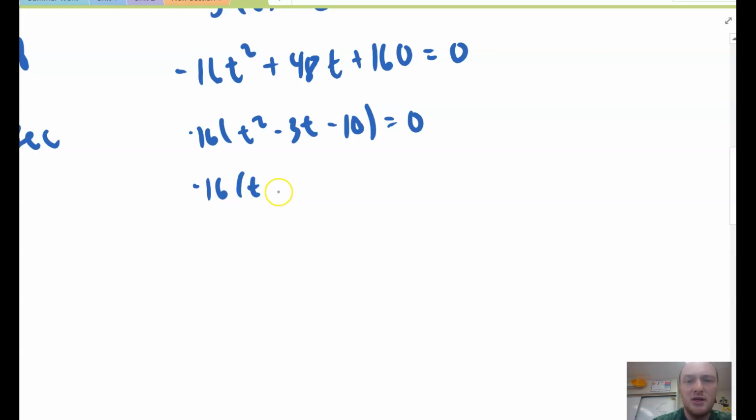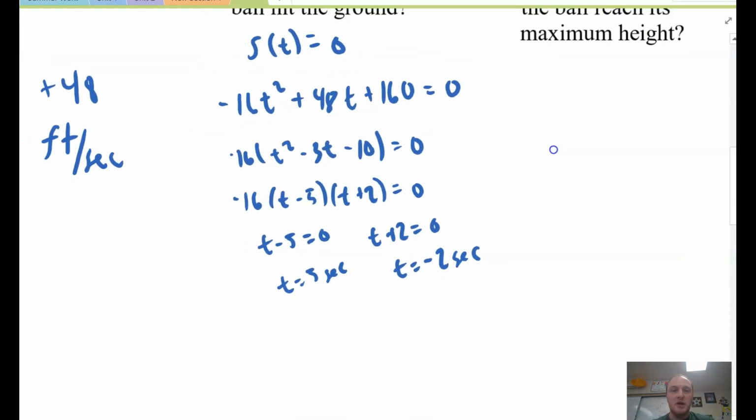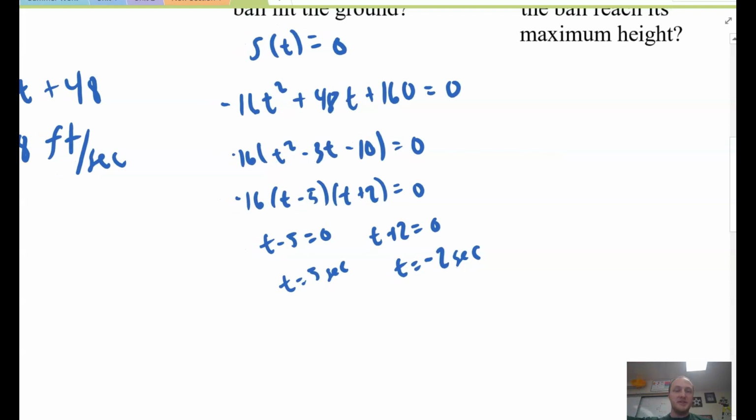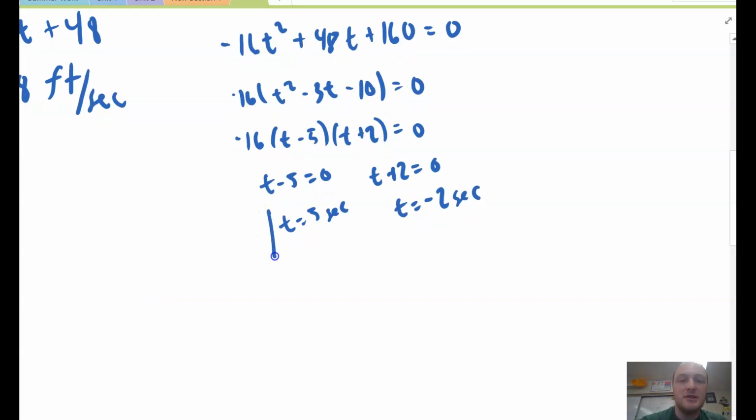And we'll use our AC method here. This is t minus 5, t plus 2, and we solve. T minus 5 equals 0, t plus 2 equals 0, and we get t is equal to 5 seconds, and t is equal to negative 2 seconds. So this is when the ball hits the ground contextually, right? If I throw a ball up into the air, negative seconds does not make sense contextually. So your answer here is at 5 seconds. That's when the ball hits the ground.